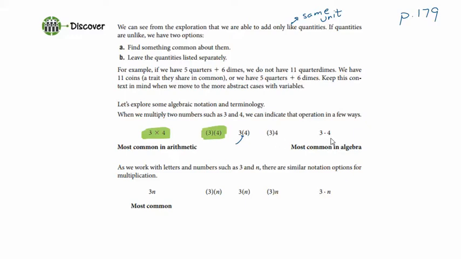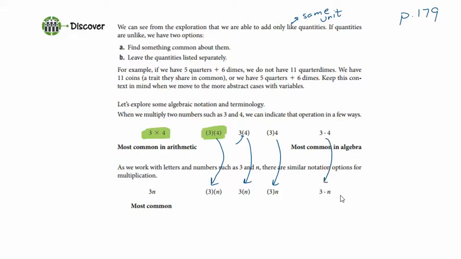Okay? And that's with two numbers. Now, if we have a number and a variable, like 3 and n, we could do the same thing, right? So this is kind of the same as that, using two sets of parentheses, or using one set of parentheses, or using a dot.